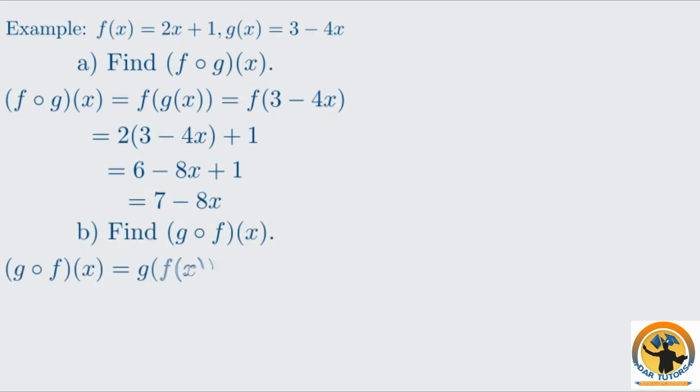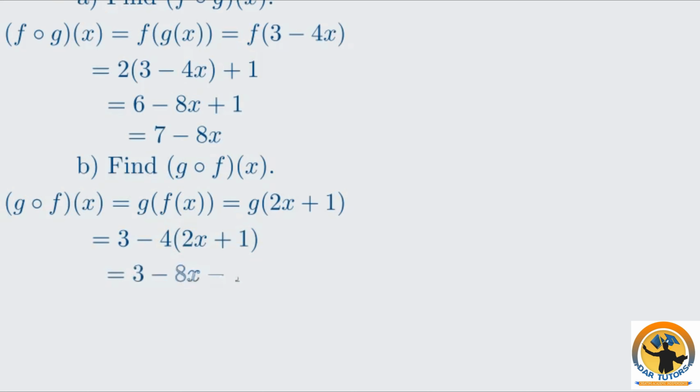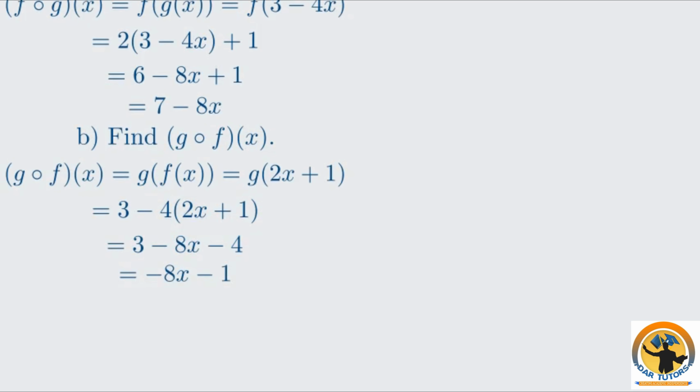Now let's find g(f(x)). We substitute f(x) into g, which gives us 3 - 4 times the quantity 2x + 1. Expanding and simplifying gives -8x - 1. Again, the results are different. We can also evaluate composite functions for specific numerical inputs.